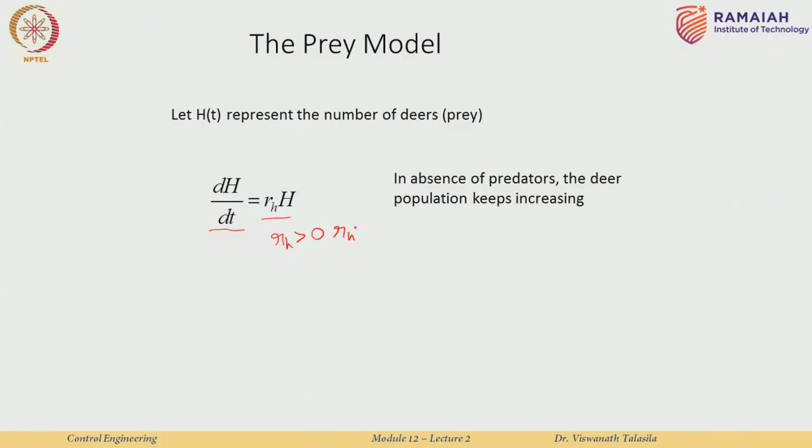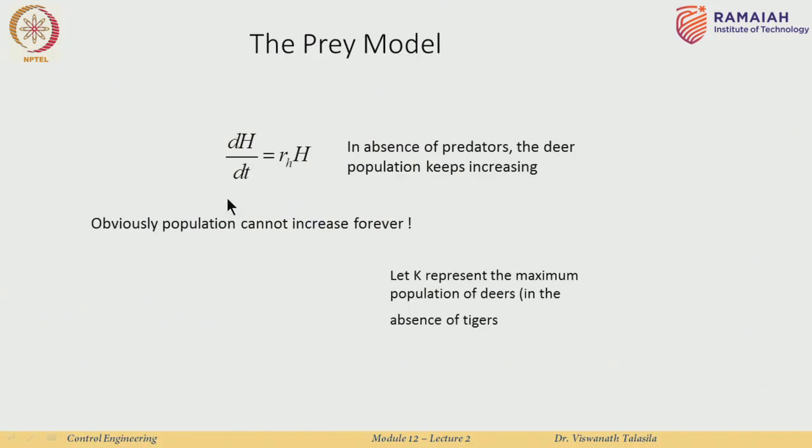RH is actually greater than 1 to be more specific, right. And this particular parameter RH times H, RH essentially is the reproduction rate of the deers or the growth rate of that population, all right. So, as long as RH is greater than 1, we have the population of deers going on increasing, which is basically what this equation talks about over here.